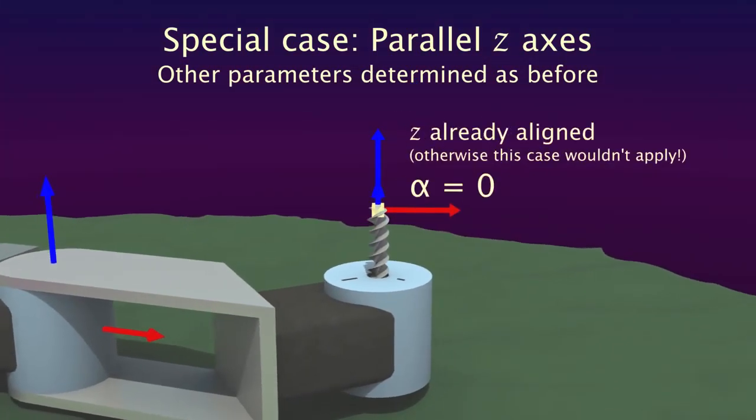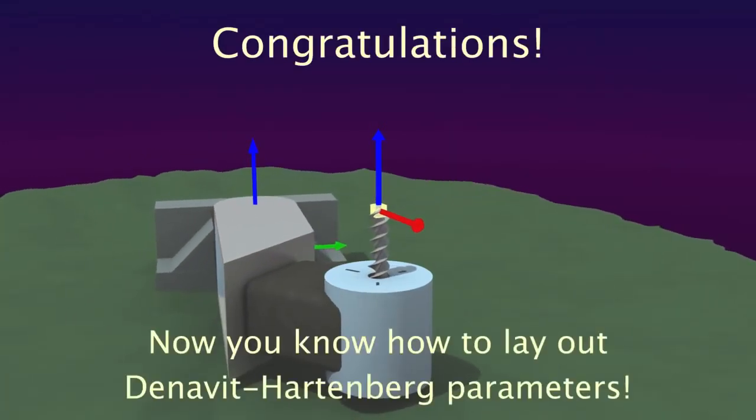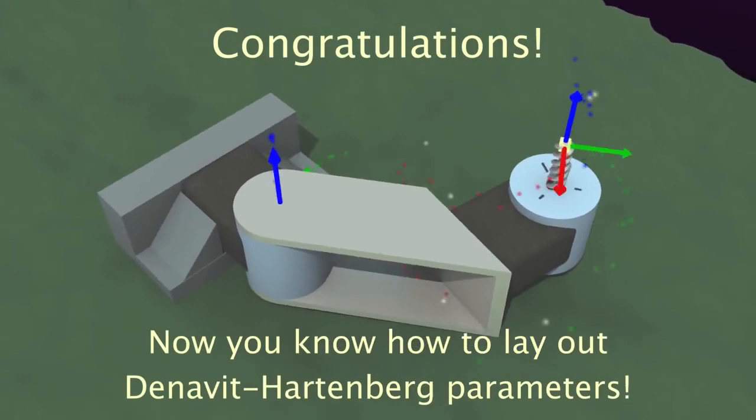Alpha is already known to be 0 in this case, since the z-axes must be parallel for this to apply, thus no rotation is needed. Congratulations, that's all there is to it.